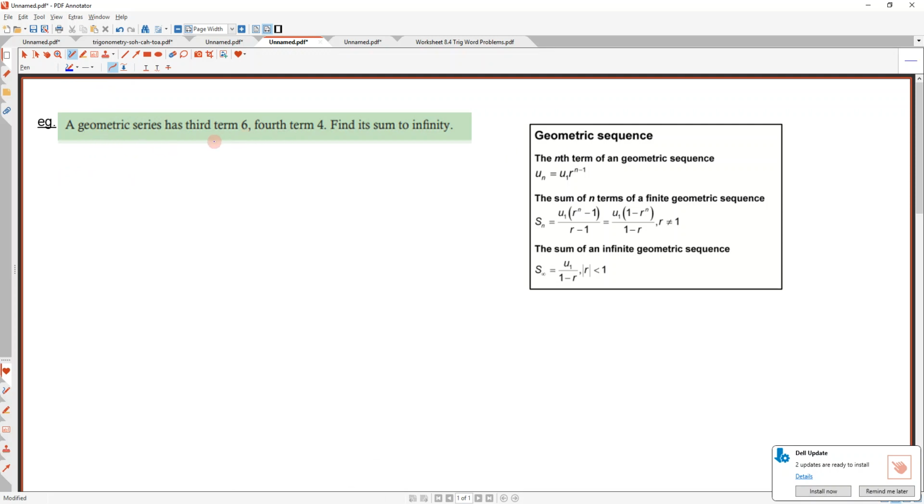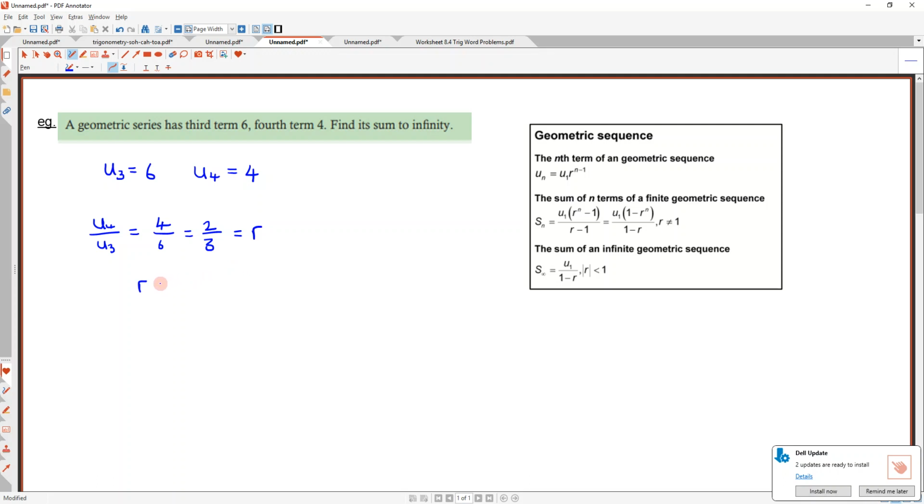So, geometric series, third term 6, fourth term 4. What was the first thing you did, Jaden? Good, because you're told it's a geometric sequence, so what does that give you? 4 divided by 6, good, it gives you the common ratio. Did everybody do that? Good, so the common ratio is 2/3.